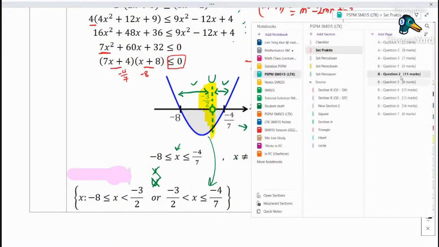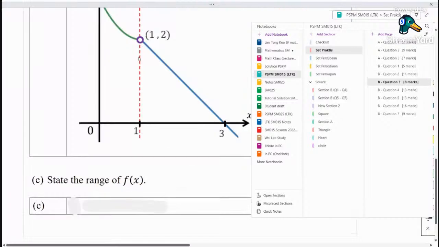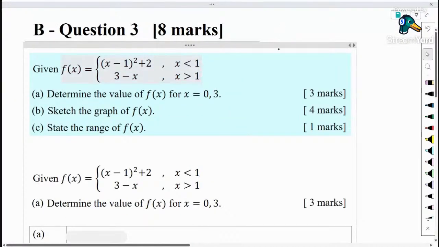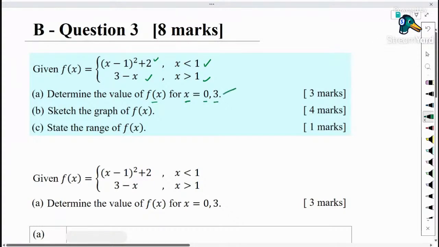Continue. Next, we go for question number 3. This question deals with chapter 5, function and graph. The question gives us a piecewise function f(x) defined by a quadratic function and a linear function, for the corresponding intervals of x less than 1 and x greater than 1. The question asks us to find the function value when x is equal to 0 and also 3. In other words, find f(0) and f(3).